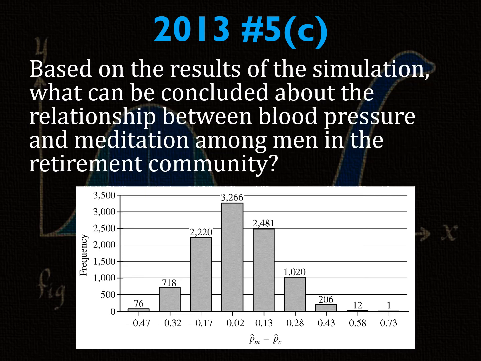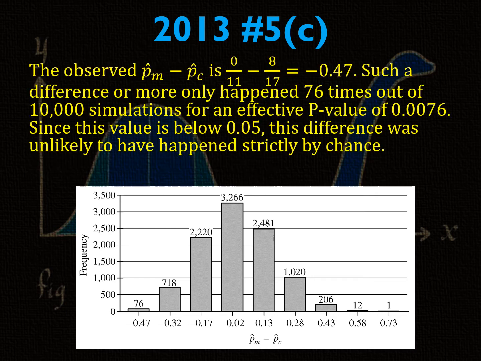So part C asks, based on the results of the simulation, what can be concluded about the relationship between blood pressure and meditation among men in the retirement community? So what you wanted to do is take your observed PM hat, which is the proportion of those that meditate who got high blood pressure, and subtract the proportion of those that don't meditate that end up with high blood pressure, that's PC hat. So in the meditation group, 0 out of 11 had high blood pressure. In the non-meditation group, 8 out of 17 had high blood pressure, and if you take those differences, you get a difference of negative 0.47.